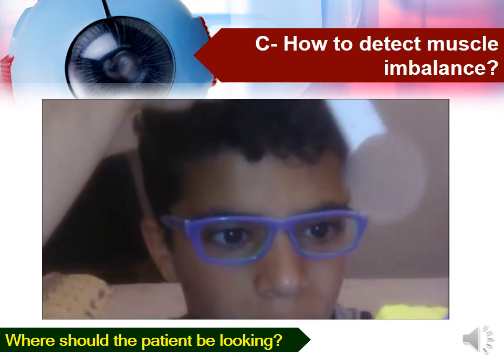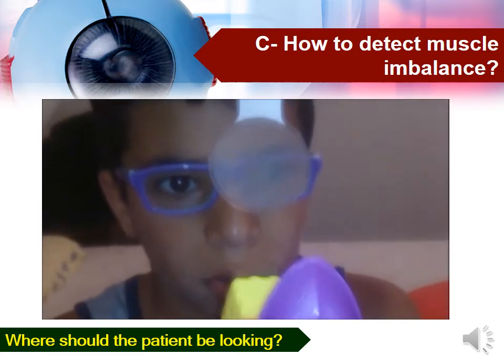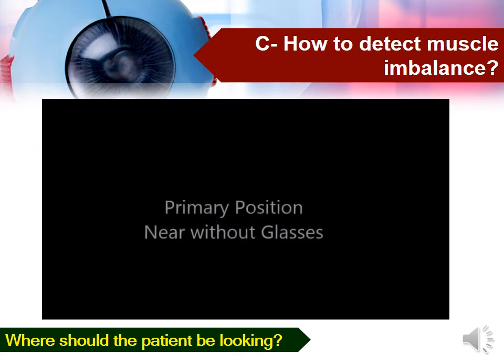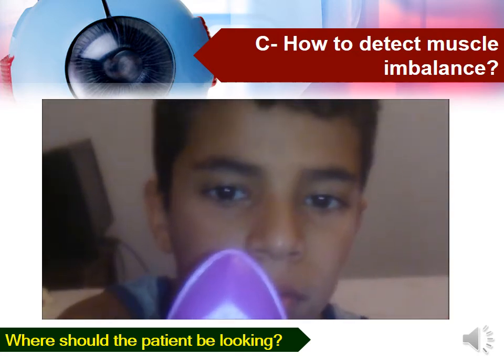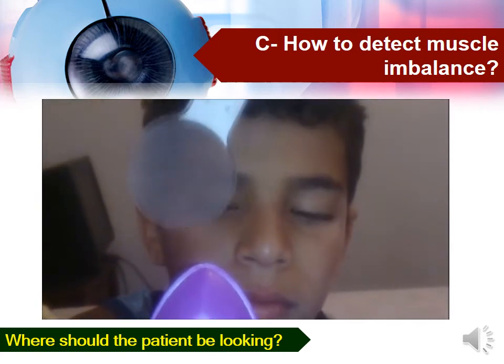The test is then repeated for near with the patient looking at an accommodative target. It's important to ensure that the patient is looking at an accommodative target, otherwise you can miss abnormalities in muscle imbalance. The near target should be held at about 33 cm from the patient's eye.